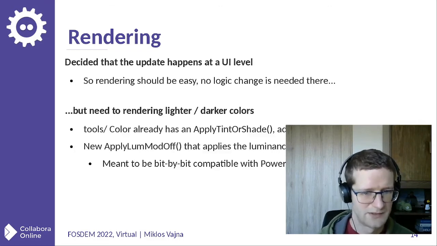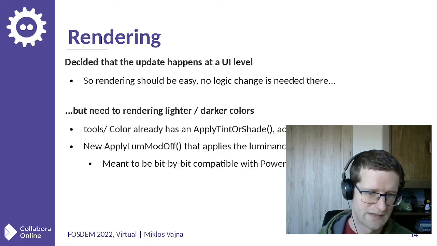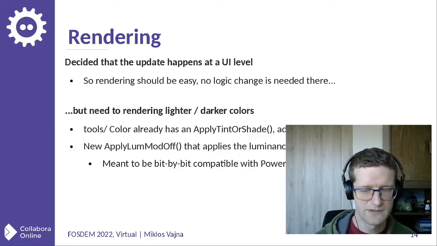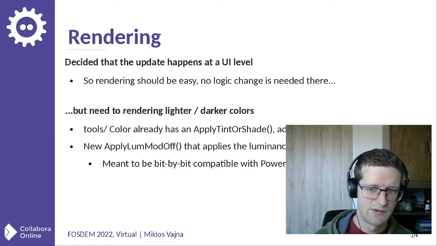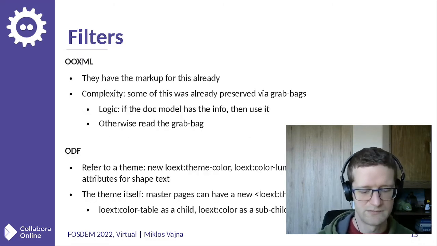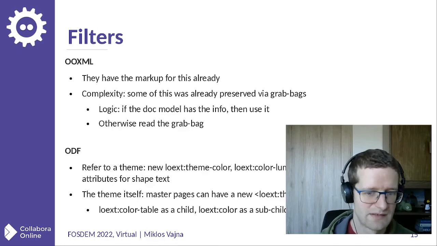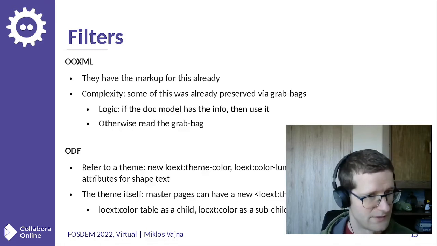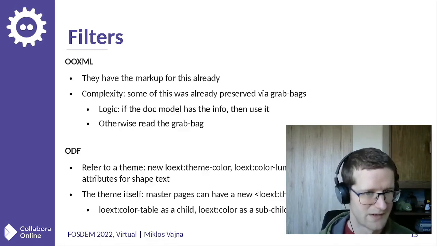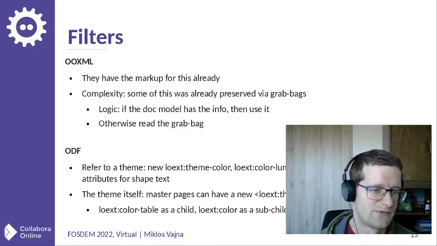And this is meant to be bit by bit compatible with PowerPoint. If you set some parameters here and you use a color picker to check what's the resulting RGB value in Impress and PowerPoint, then these are meant to be the same. So once we have something that we can render, you might want to save it and later load it back. This is working with PPTX and ODP.